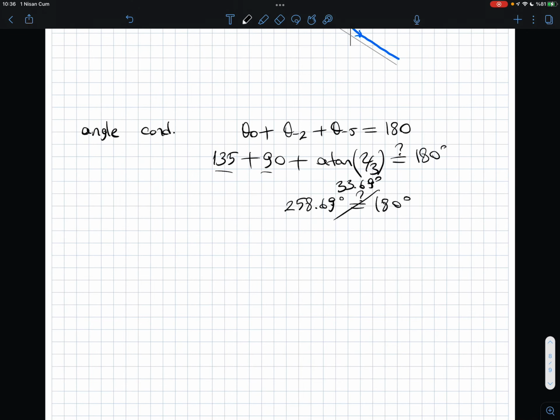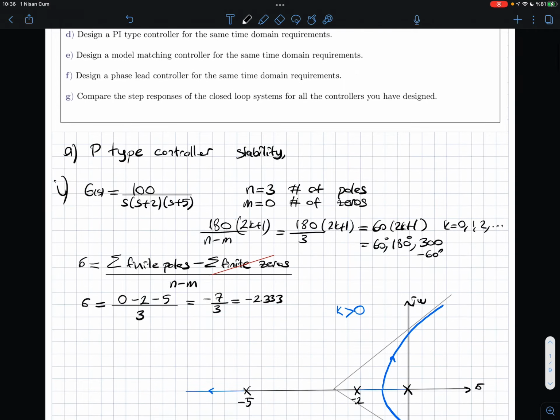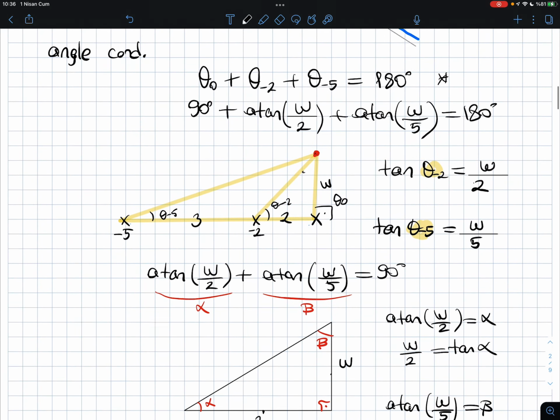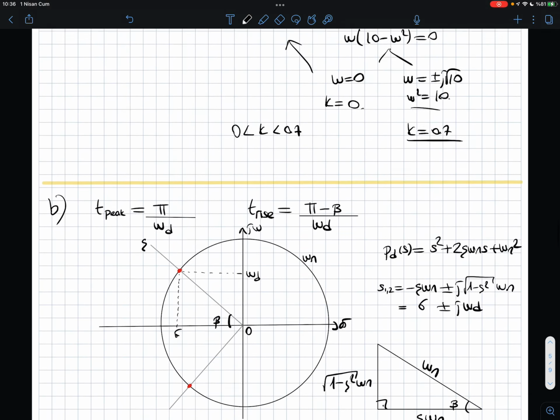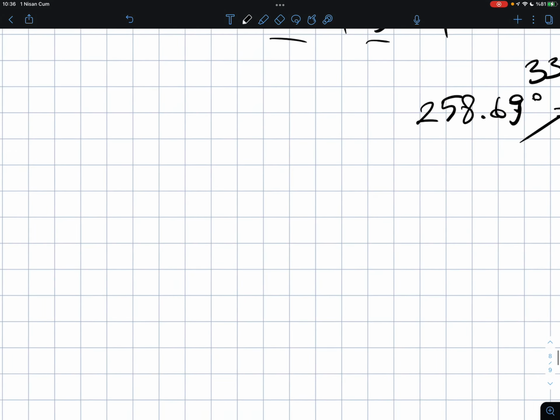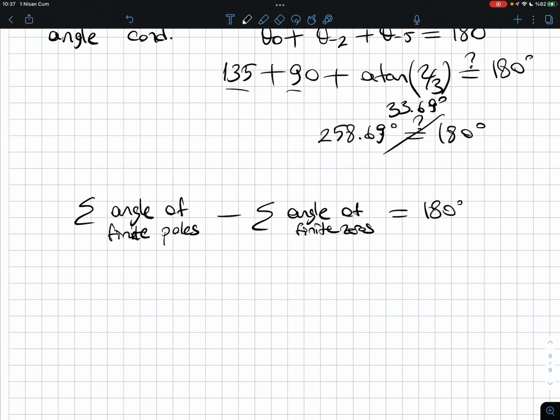Now, if you remember, the formula for the angle condition was, let me show you, it's somewhere here. Did we write it down like that? Yeah, here. Actually, this was not for the angle condition, but the angle condition is also similar. Yeah, we didn't write it down, so let me show you. Here. Now, the angle condition is actually: let me write it nicely. The angle of finite poles minus the angle of finite zeros should equal 180 degrees.